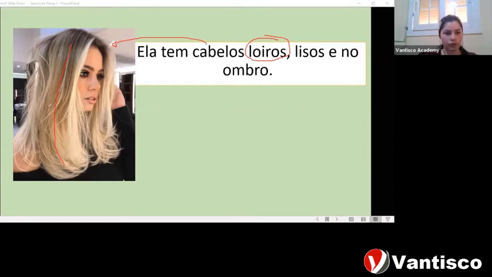Let me see what else. Yeah, that's it. So, loiros means blonde, cabelo hair, liso straight, no ombro shoulder length hair. So let's repeat it again. Ela tem cabelos loiros, lisos e no ombro. I could say, ela tem cabelo loiro, liso e no ombro. It's more common to say it in the singular form than in the plural in Portuguese, okay?